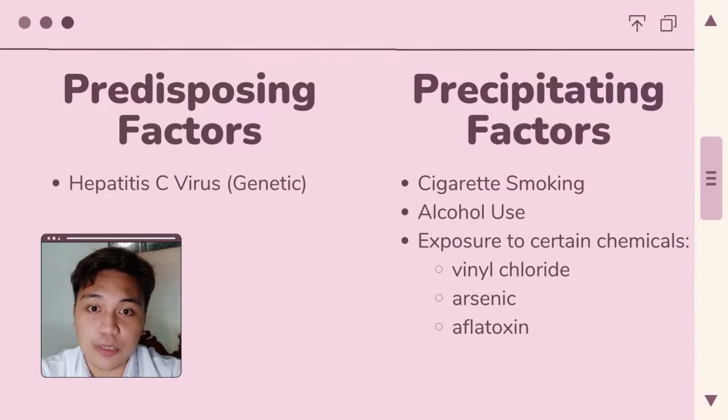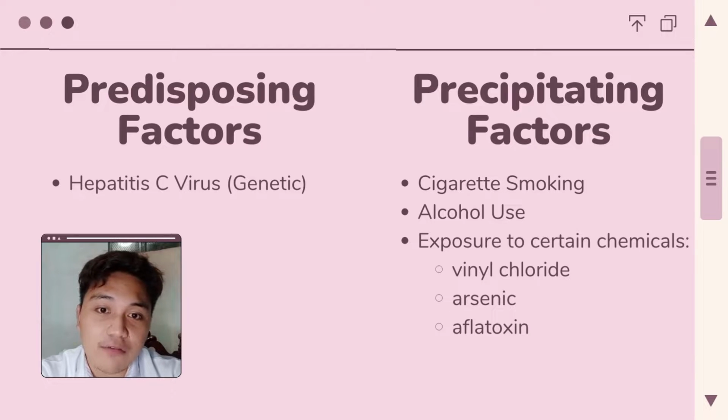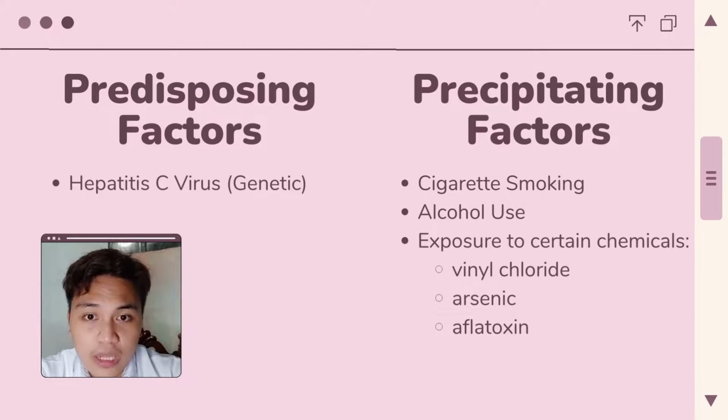Next up is the predisposing or the precipitating factors. Now, under predisposing factors we have chronic infection for hepatitis C virus. Now, under the precipitating factors, we have first, cigarette smoking has been identified as a risk factor, especially when combined with alcohol use. Now, last is the exposure to certain chemical toxins such as vinyl chloride, arsenic, and most especially aflatoxin.